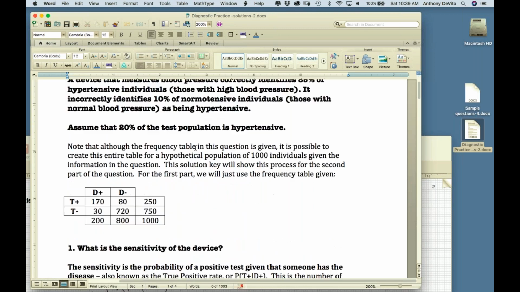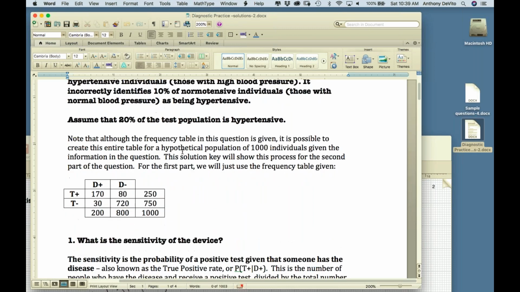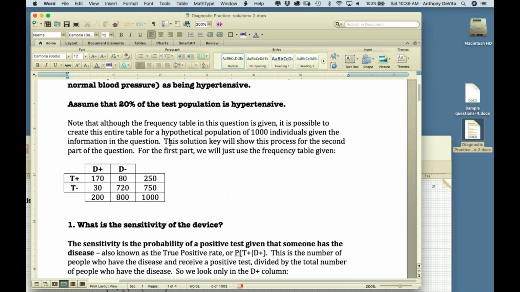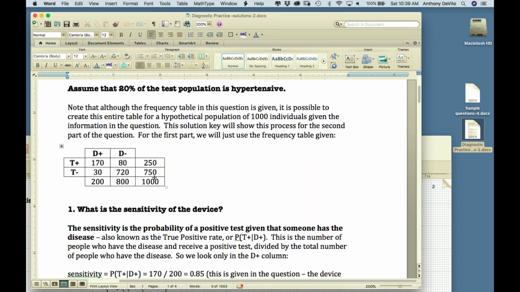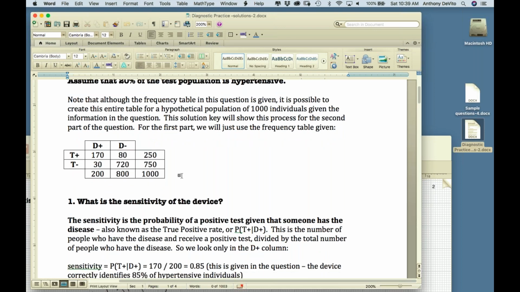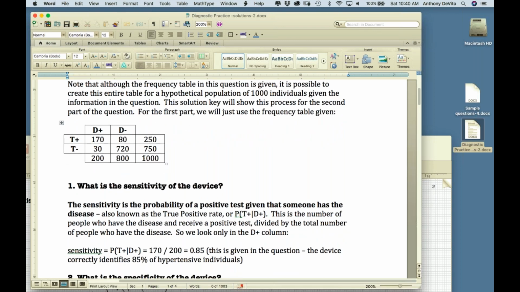Okay, so let's assume that 20% of the population is hypertensive. I'm going to take this example instead. Here's a frequency table that shows you a population distribution; this is a contingency table for a diagnostic test. Let's assume that this has been a randomly selected, 1,000 randomly selected population. So we have a total of 1,000 people in this population. 200 of them actually have the disease. In other words, the people in this column are the people that actually have the disease. People in this column are people who don't have the disease.